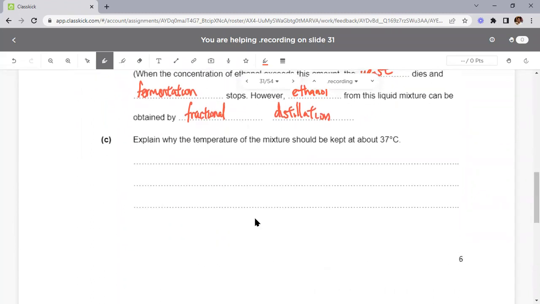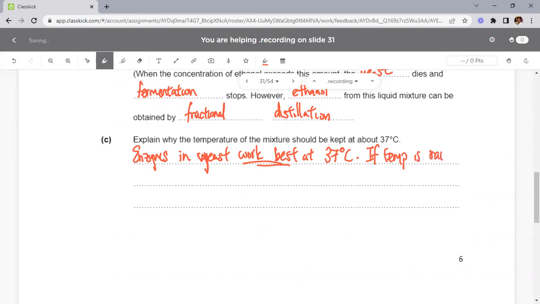Now part C, explain why the temperature of the mixture should be kept to about 37 degrees Celsius. It's really because of the enzymes, not really the yeast. The yeast produces enzymes, so the enzymes in yeast work best at 37 degrees Celsius. You realize the term optimal temperature is not used here because it's more of a bio concept. Generally, we just need to know that it's working best at 37 degrees Celsius. If the temperature is raised beyond 37 degrees Celsius, the enzymes will denature.